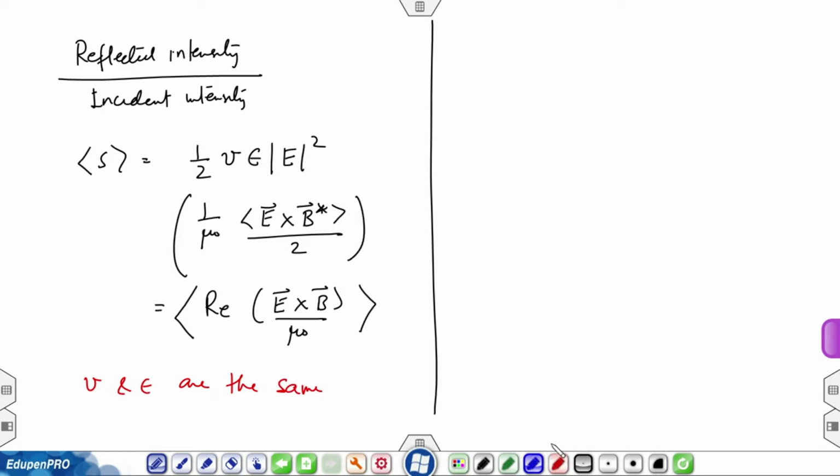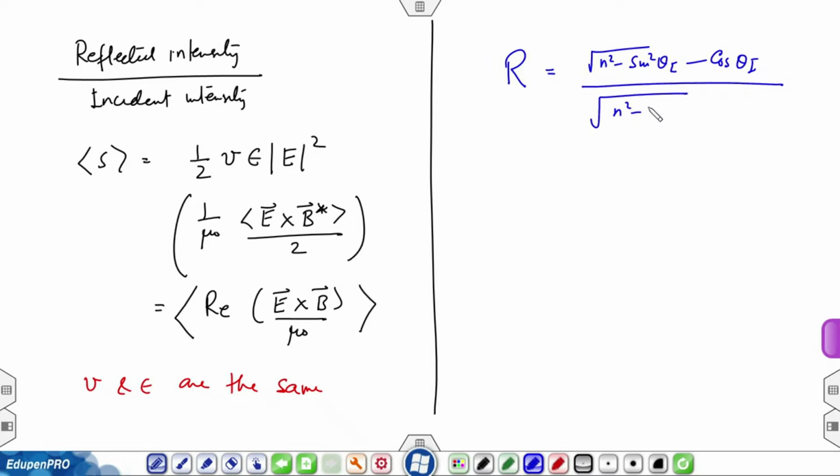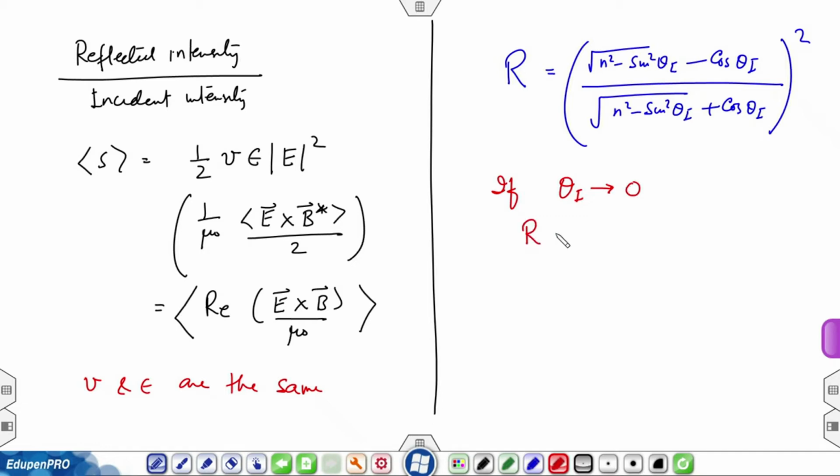So, all you get is that the ratio, which is the reflectance, comes out to be mod E square ratios, and that will be root n square minus sin square theta I minus cosine of theta I divided by root n square minus sin square theta I plus cosine of theta I, whole square. That is the reflectance, and then you can plot it as a function of theta I. So, if theta I goes to 0, then reflectance becomes 1/1.